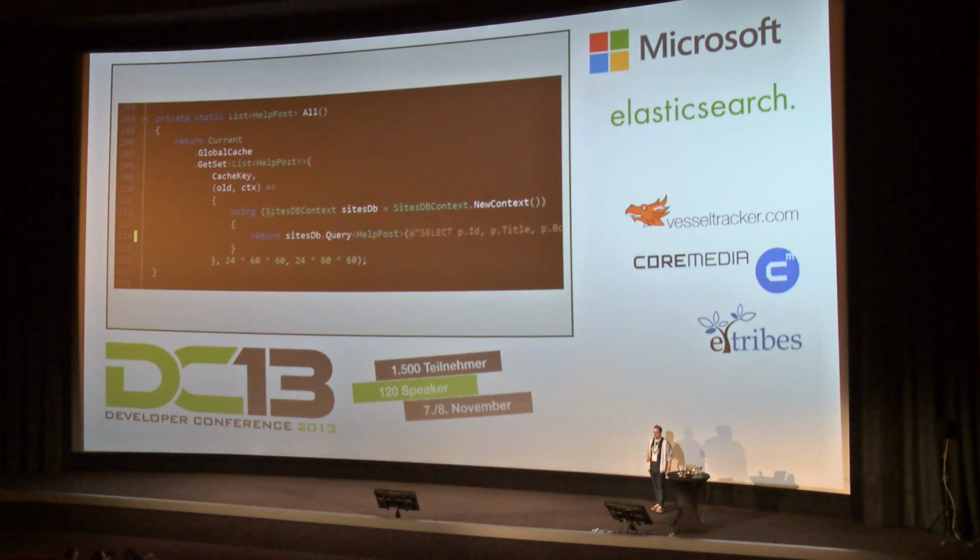What it does is runs the query and creates a set of help post objects already filled with the data. So the code is very terse, and this is a classic example of caching. So this is the simplest way we cache.